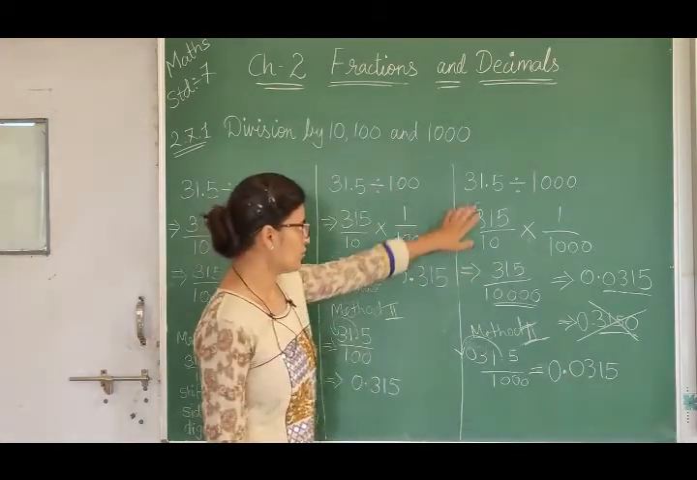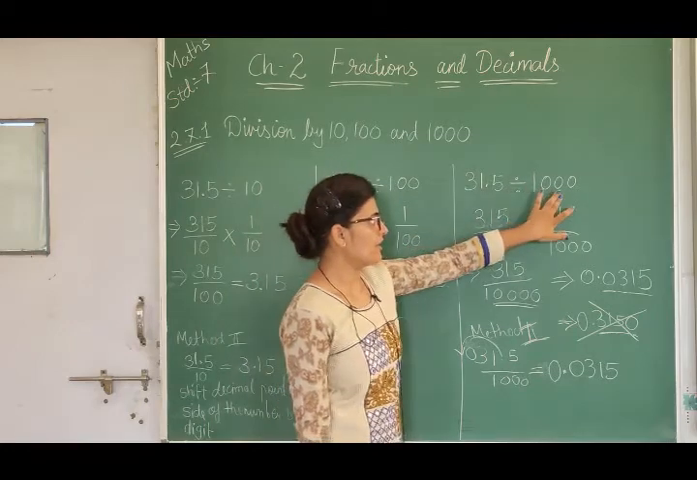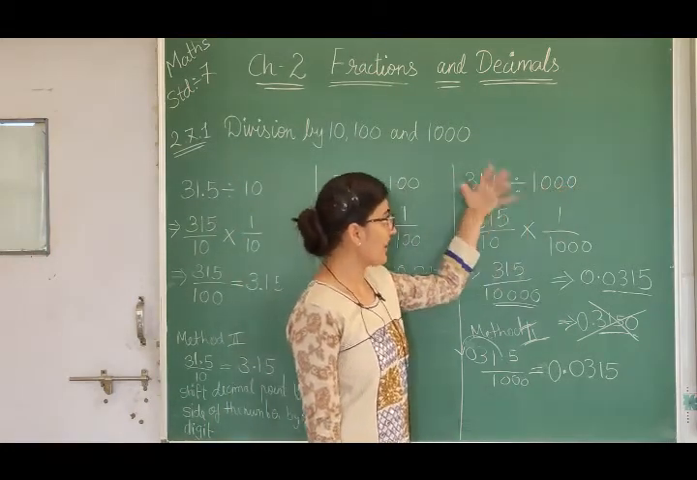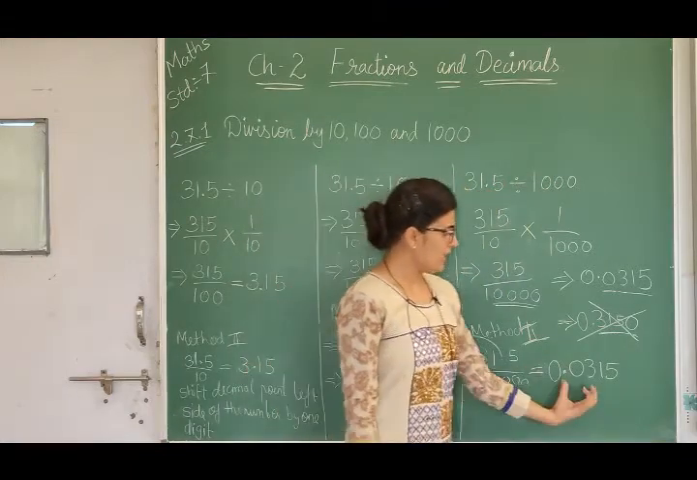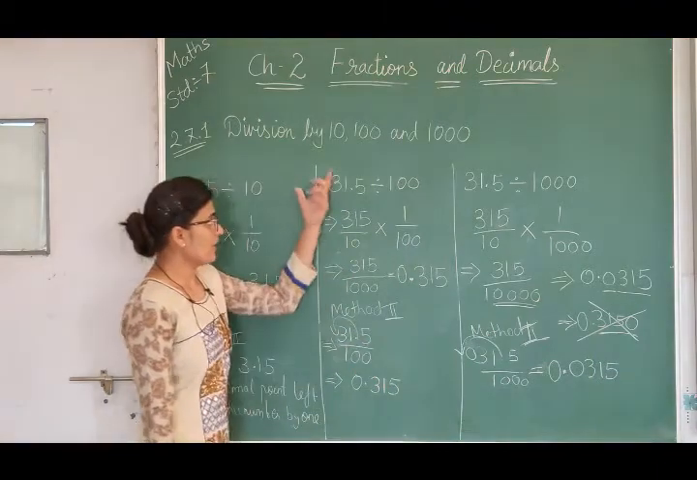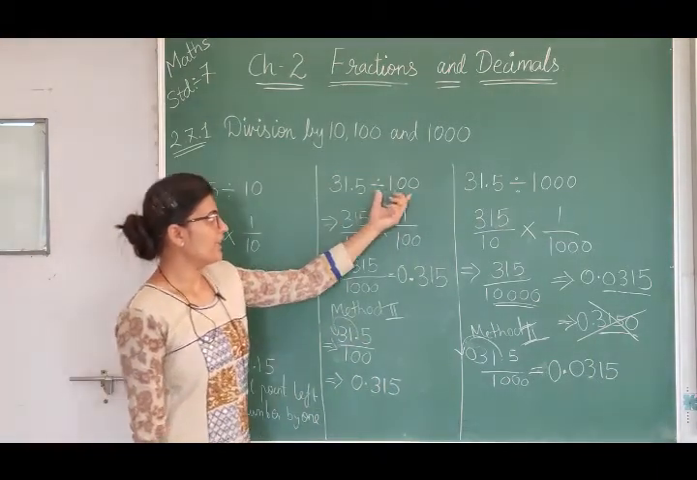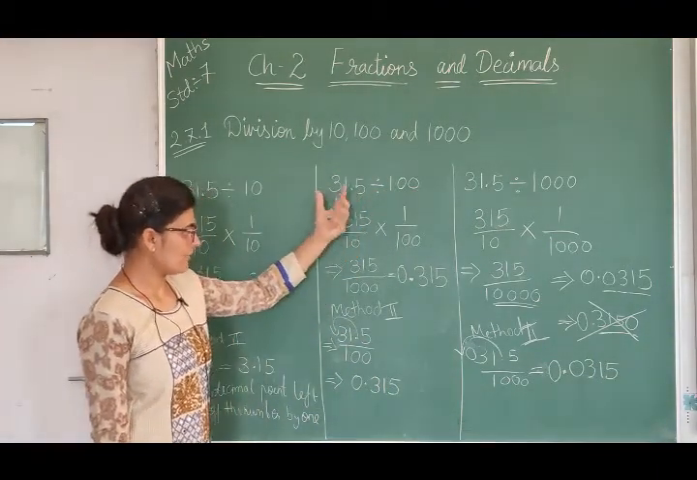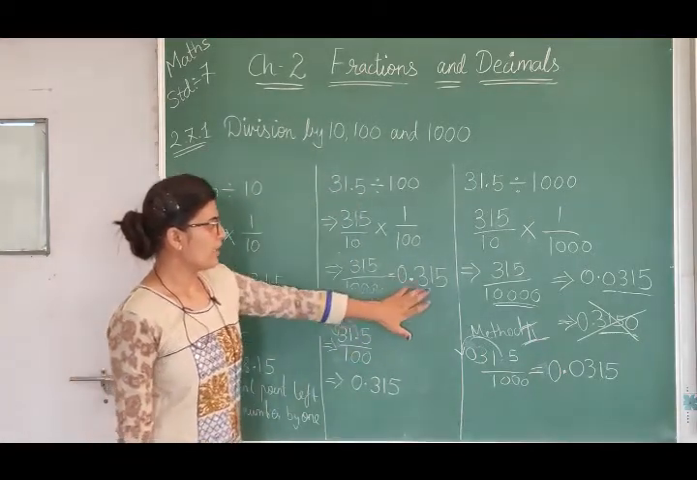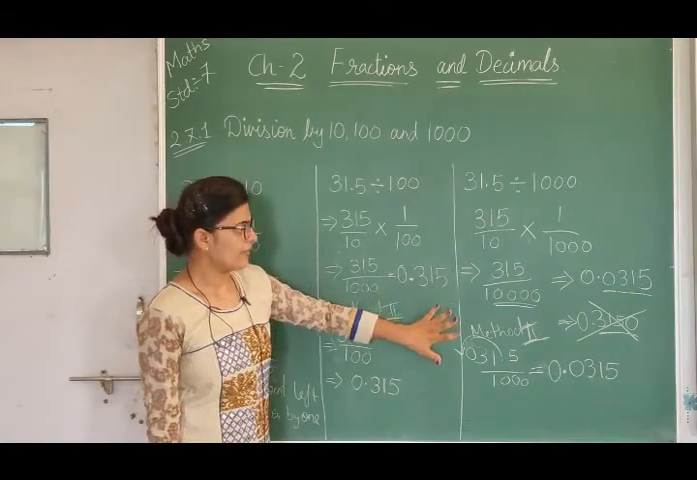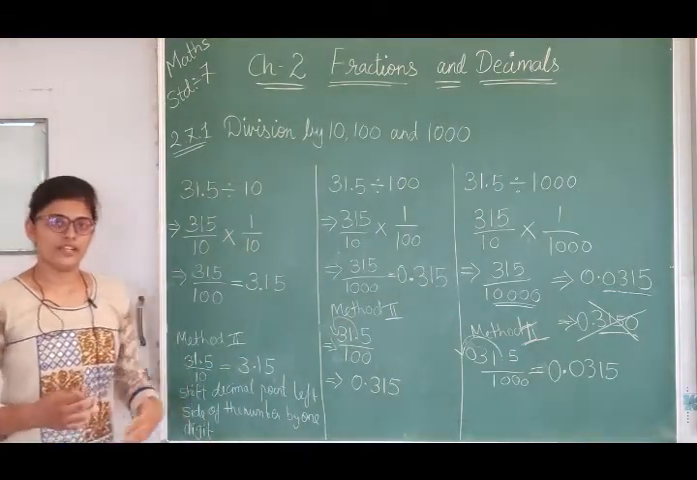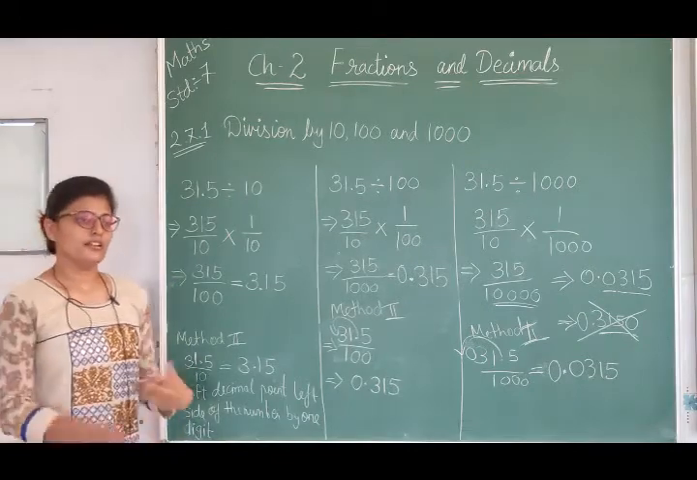Here you can see the question was 31.5 divided by 1000. So 31.5, if we divide by 1000, the answer will be less than this number. You can see it is 0.0315. Here also you can see whenever we are dividing any number by 100, the answer we are getting is less than the question 31.5, then the answer is 0.315. For multiplication, whenever you are multiplying, the answer will be greater. Okay.